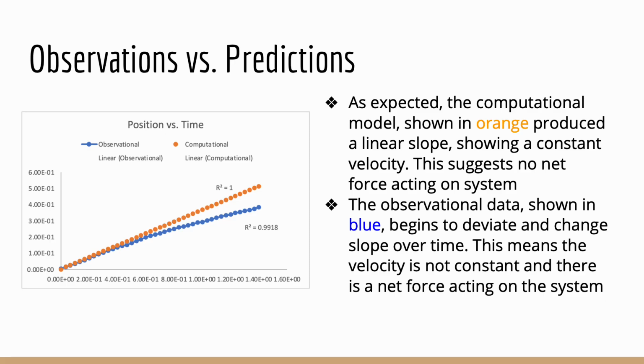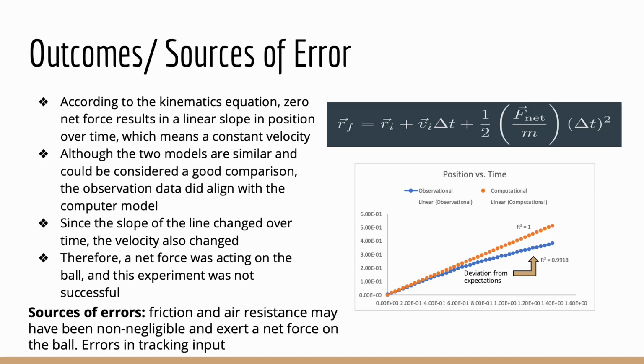However, the observed data in blue shows a changing slope that dips below the predicted line, meaning that the velocity is not constant. According to the momentum principle, this suggests that there is a net force acting on the system. Our data obtained from observation does not match the predictions of the momentum principle or the kinematics equation to the right, which demonstrates that zero net force results in linear changes in position over time.